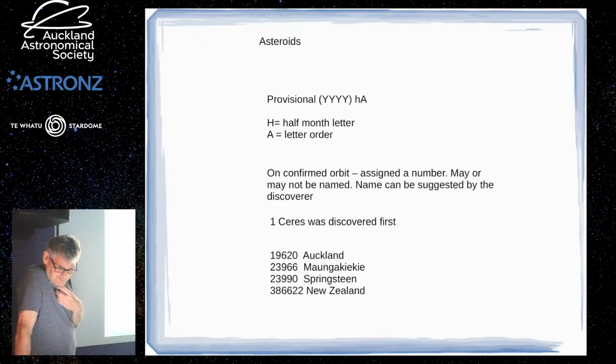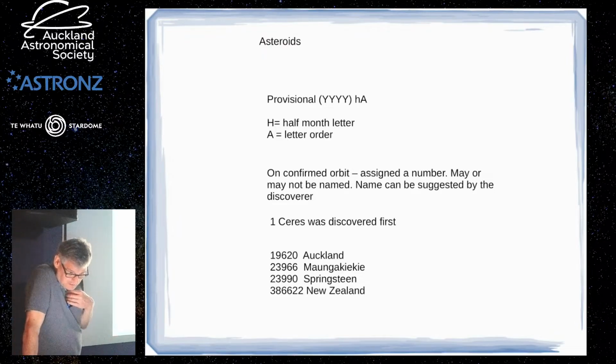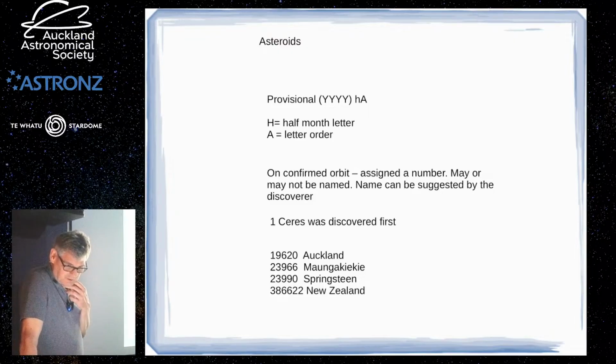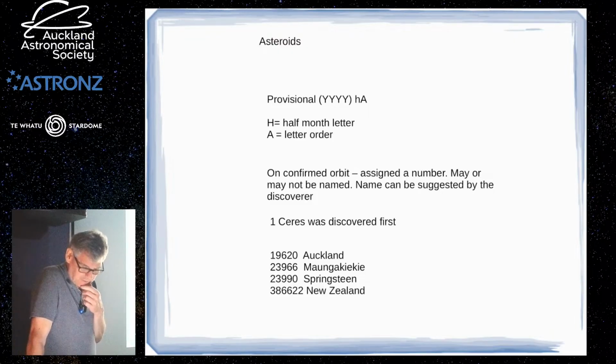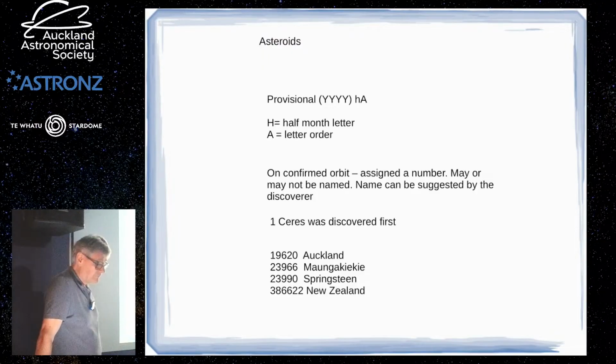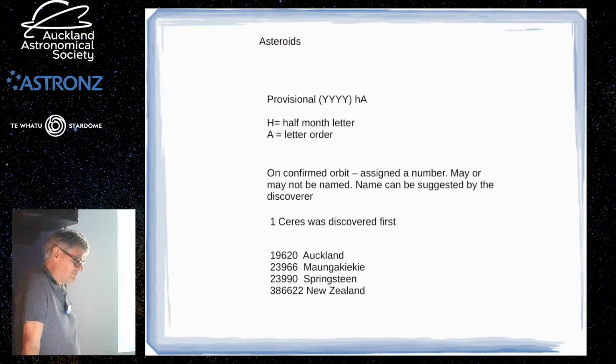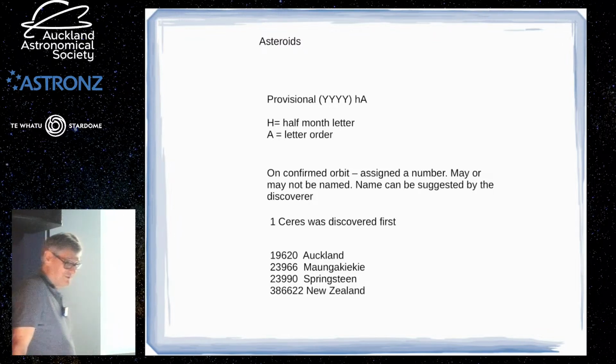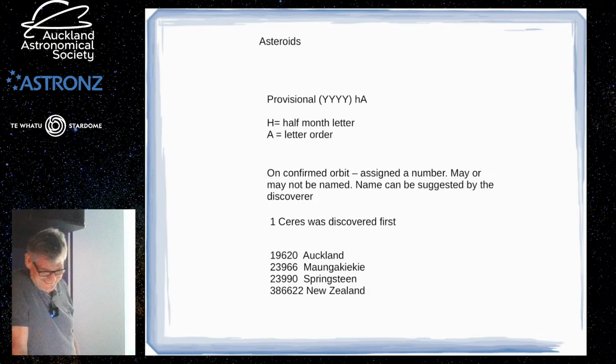And then the latest one there, you see 386622 New Zealand. That was discovered by Jenny McCormick out at Farm Cove. And she decided, well, there was no asteroid that had been named after New Zealand, so that's what she's proposed. So as a discoverer, you get to propose a name, and as long as it doesn't offend anyone, then the IAU will usually accept it.